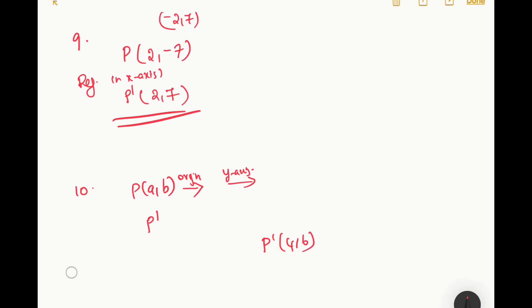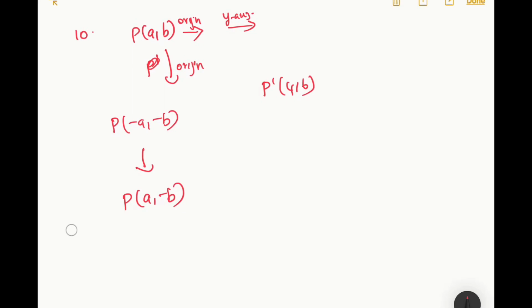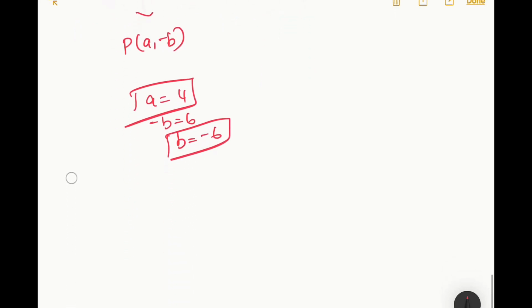So, let us see. Once it's reflected in origin, what is the value we get? Reflected in origin you get P as minus A, minus B. Now again reflecting in y-axis it becomes P(A, minus B). Now what we need to find out is the value of A and B. So you get A is equal to 4 and minus B is equal to 6, so B is equal to minus 6. You get the value of A as 4. Hope it's clear. Similar way you can do the 11th question also.